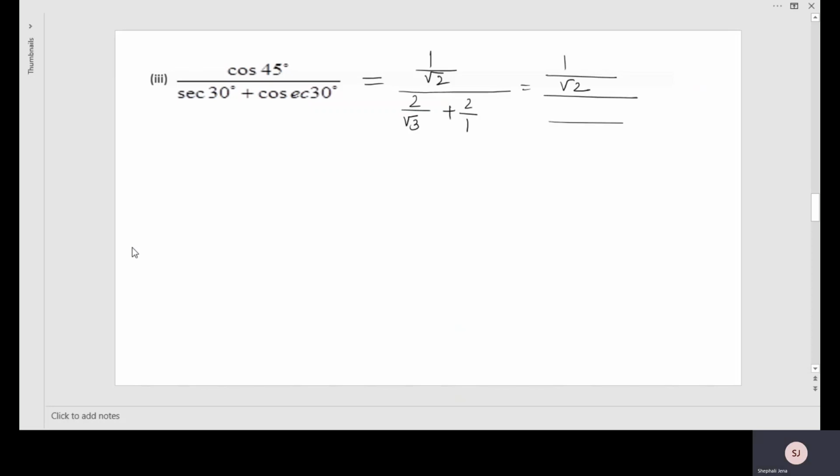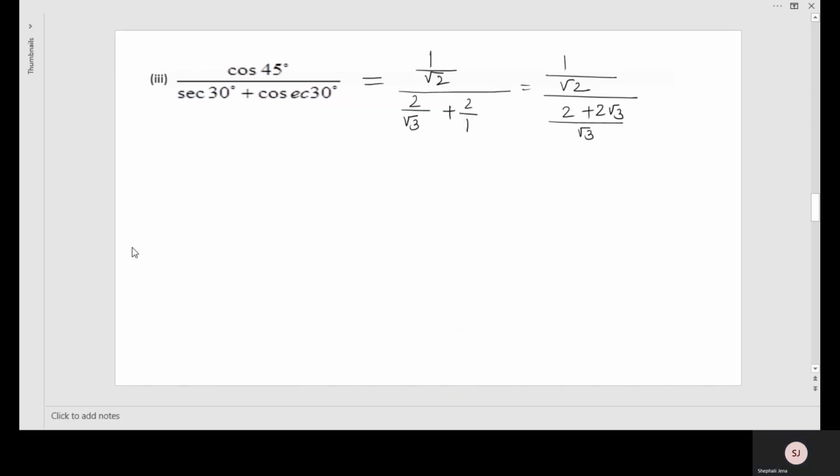Here root 3 is the LCM. We should multiply 2 plus, here you have to make equal denominator. 1 into root 3 is root 3. So you have to multiply root 3 with its numerator, 2 root 3.